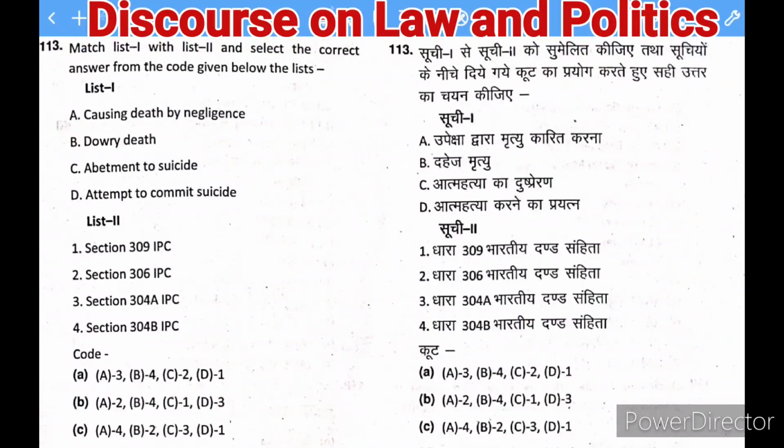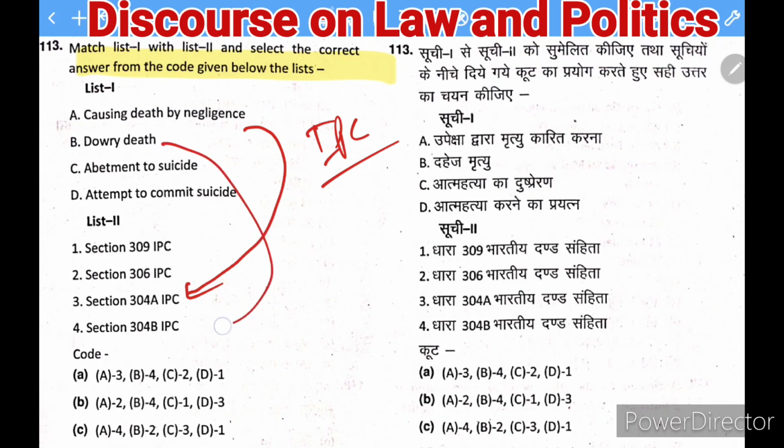Okay. Moving to the next question. This question, you can see, is again matching the list. It is from the IPC. So let's start. Causing death by negligence, it is in Section 304A of the IPC. Dowry death is in 304B of the IPC. Abetment to suicide is in 306 of the IPC. Attempt to commit suicide is in 309.